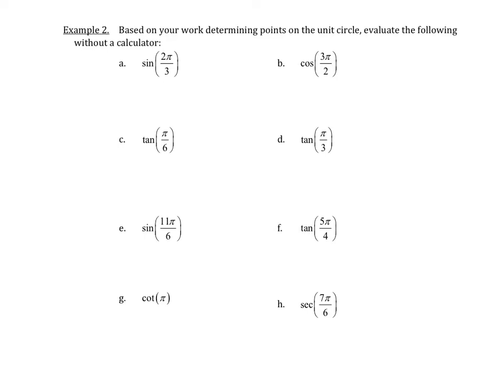Okay, at this point in the video, you should have figured out how to find all of the exact coordinate points for our unit circle angles. And those unit circle angles are things like pi over 6, pi over 4, pi over 3, pi over 2, and then reflections of those angles in all the different quadrants.